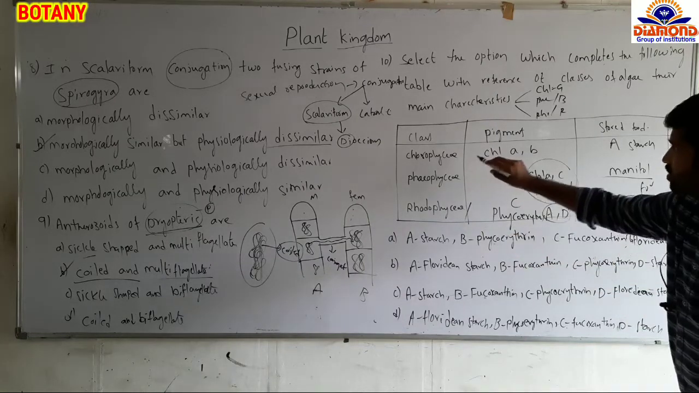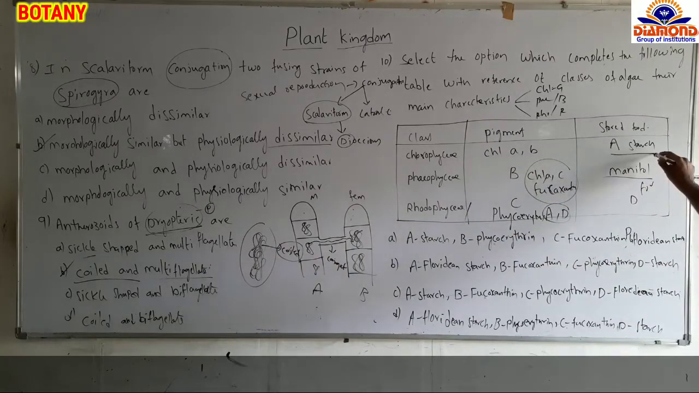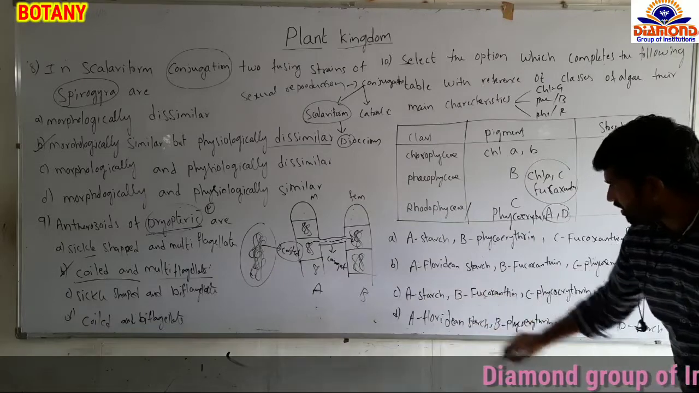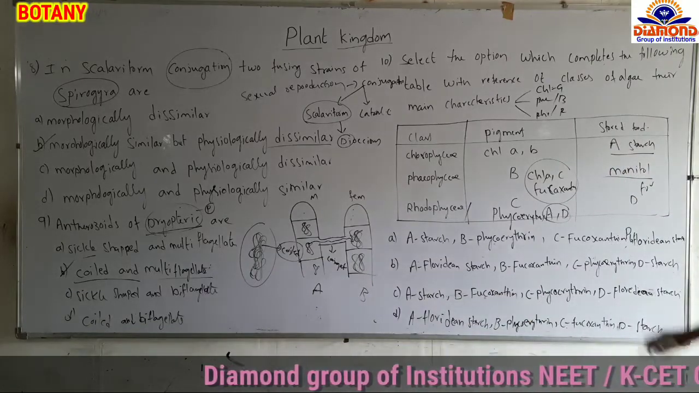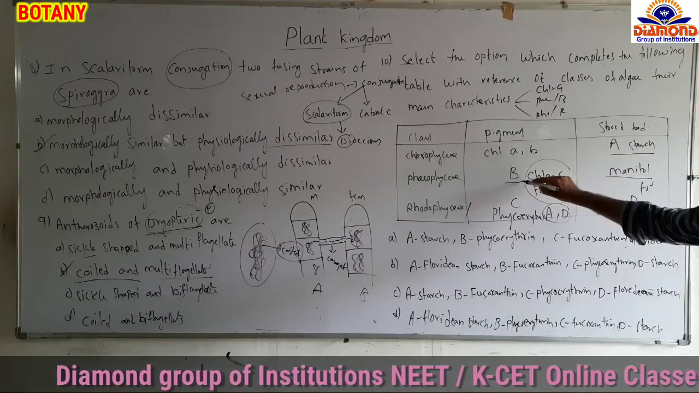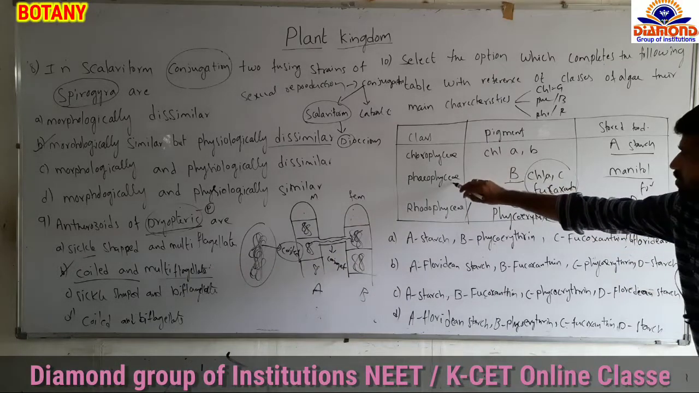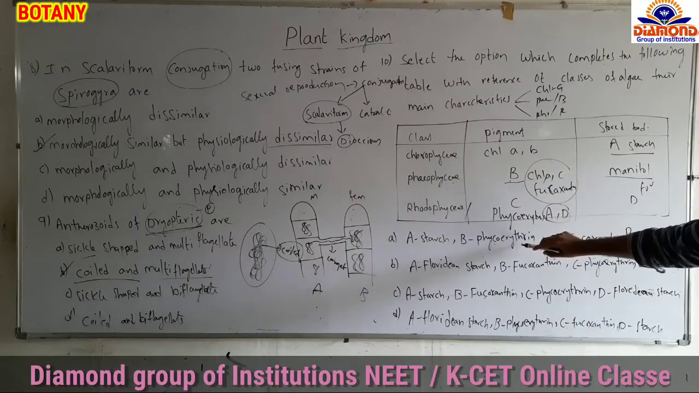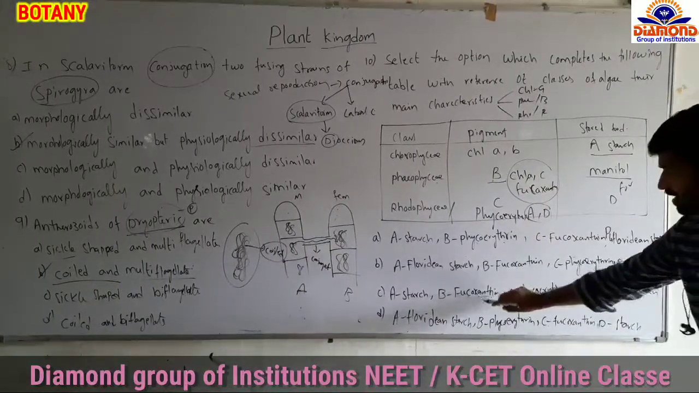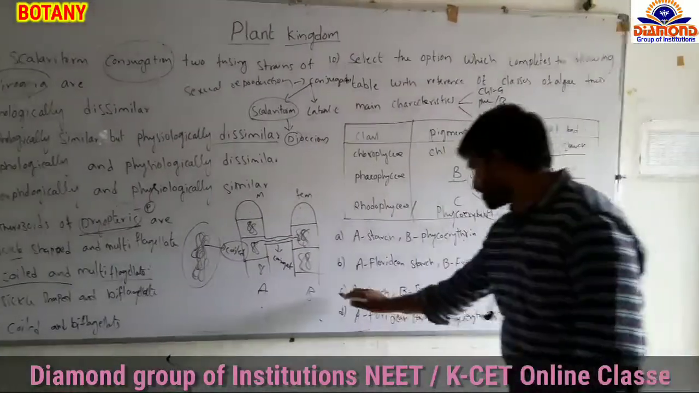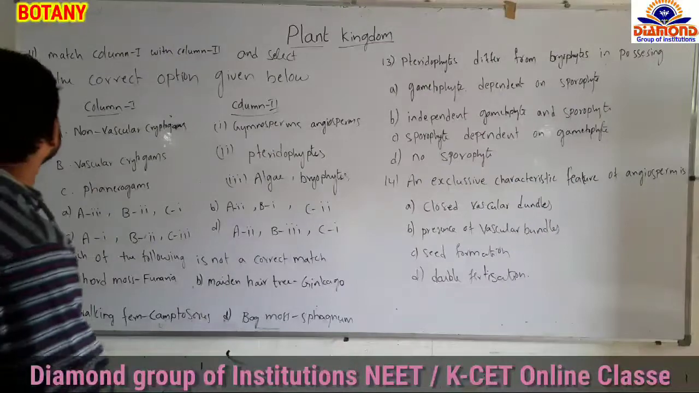Starch means Chlorophyceae. Here option C also gives A as starch, and B is fucoxanthin, which belongs to the brown algae, but in option A they gave phycoerythrin and in C they gave fucoxanthin. The answer is C. Next question.